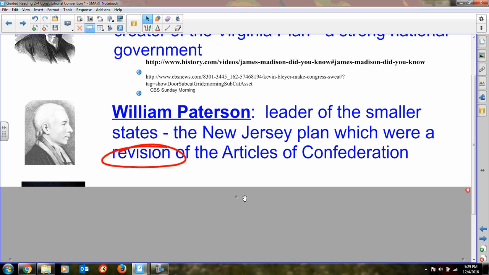William Patterson was the leader of the small states, and it became known as the New Jersey Plan because New Jersey is one of the smaller states. And what he did is William Patterson just basically sat down and tried to revise the Articles of Confederation. They kept the unicameral Congress, as you can see on your notes, and they wanted the weak national executive to be elected by Congress. So notice they wanted a parliamentary democracy. They did agree to that. But they agreed that the national judiciary would be appointed by the executive.